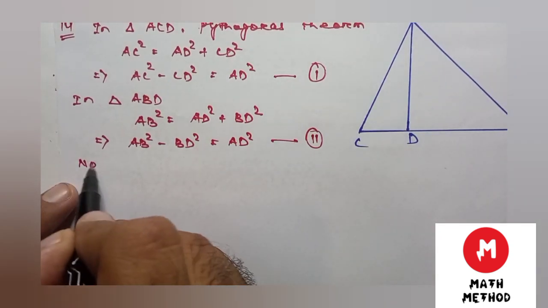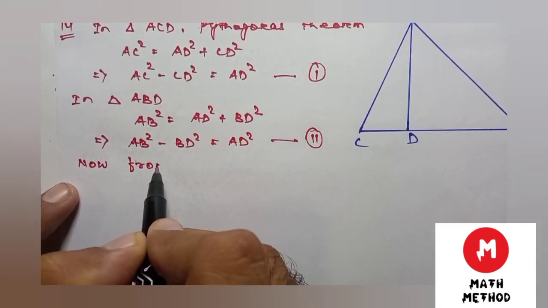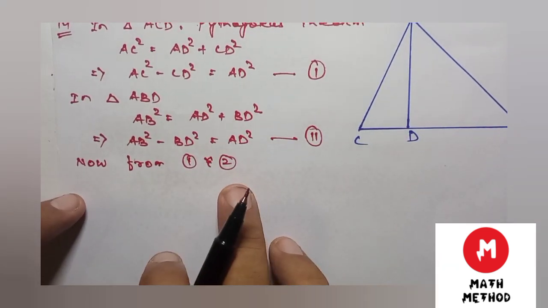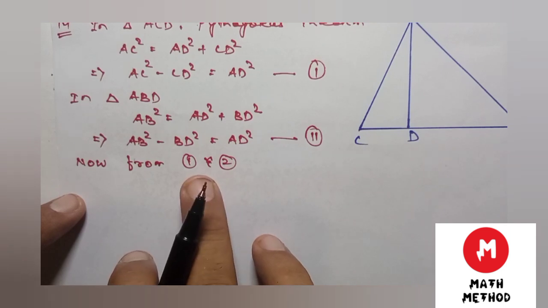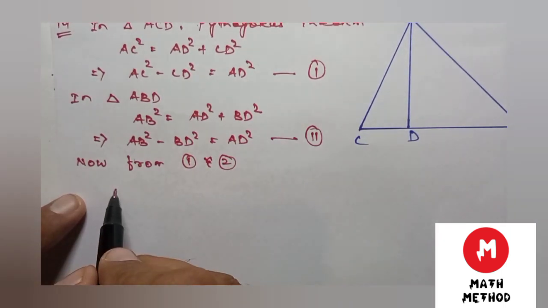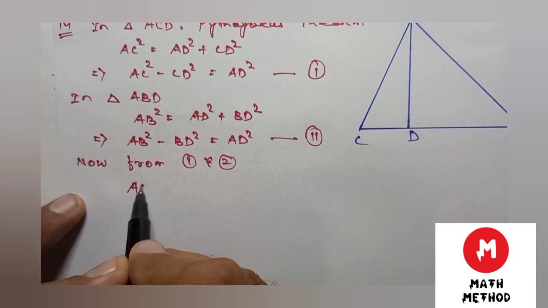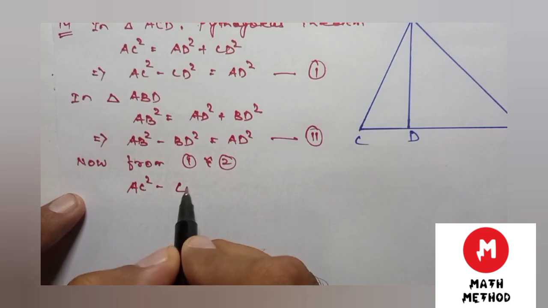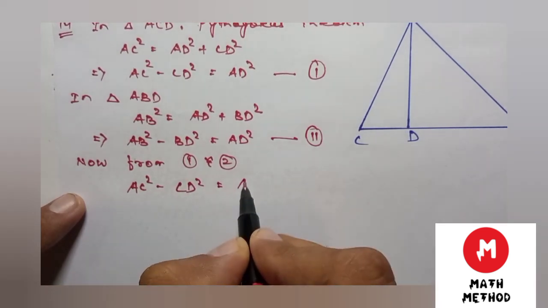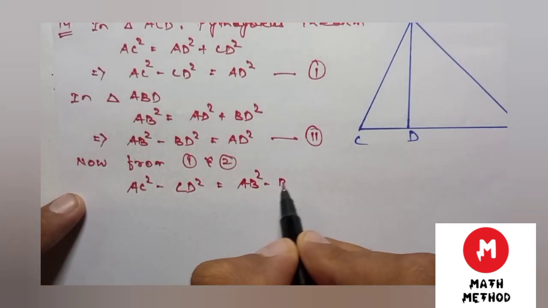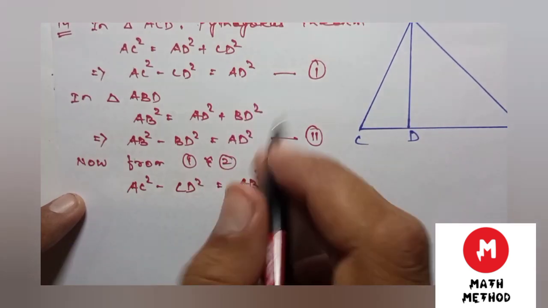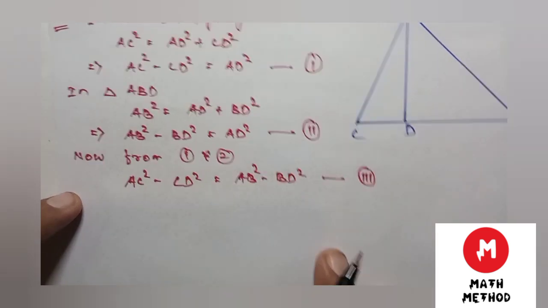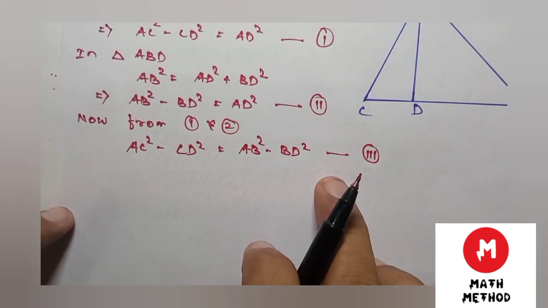Now from 1 and 2 we will get AC square minus CD square is equal to AB square minus BD square, because the RHS are the same in equations 1 and 2. This is our equation number 3. We got equation number 3 from 1 and 2.